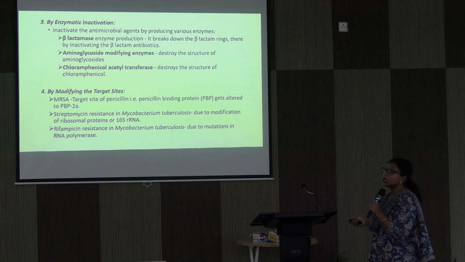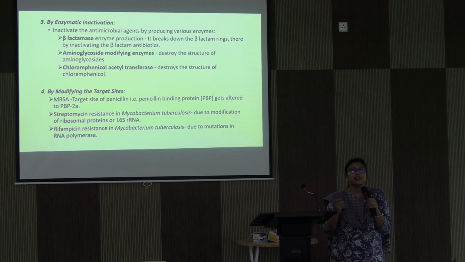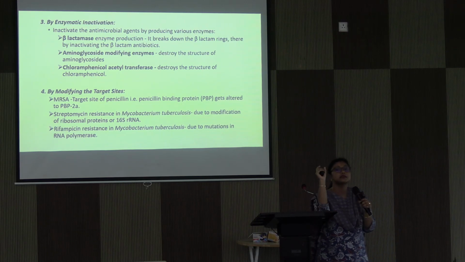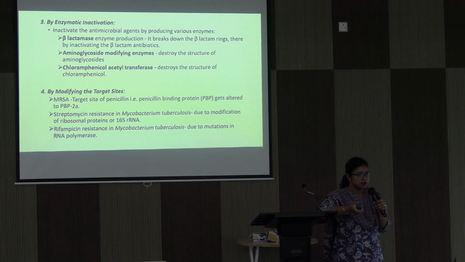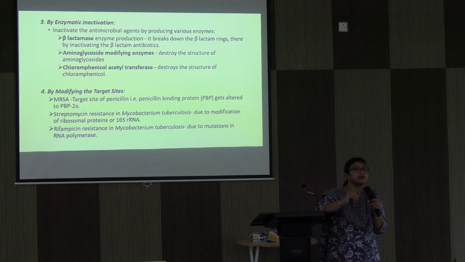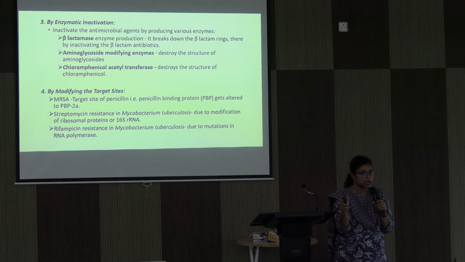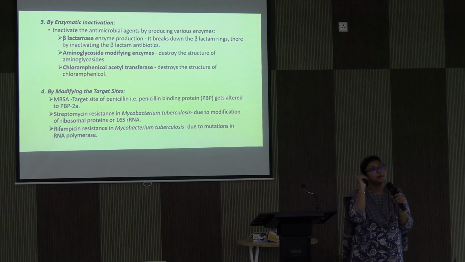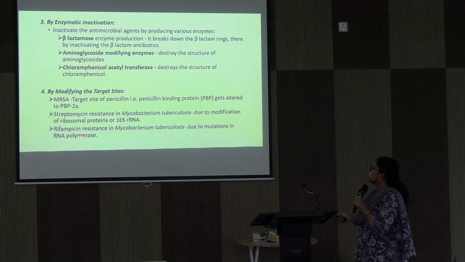Next is modifying the target sites. I gave you one example, that is Staphylococcus aureus, PBP. There is methicillin resistant Staph aureus. What is methicillin resistance? Do we use methicillin? No, we don't use it. But it means these are resistant to all the penicillin class. Why is it happening? Because the target site of penicillin is the penicillin binding protein in the cell wall.